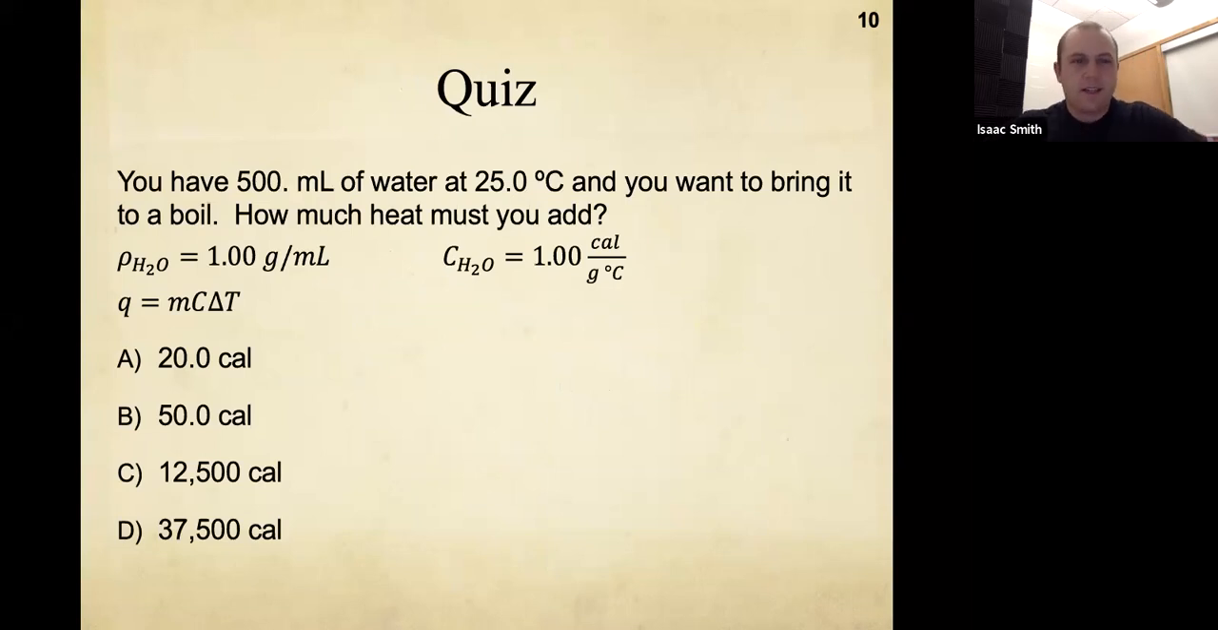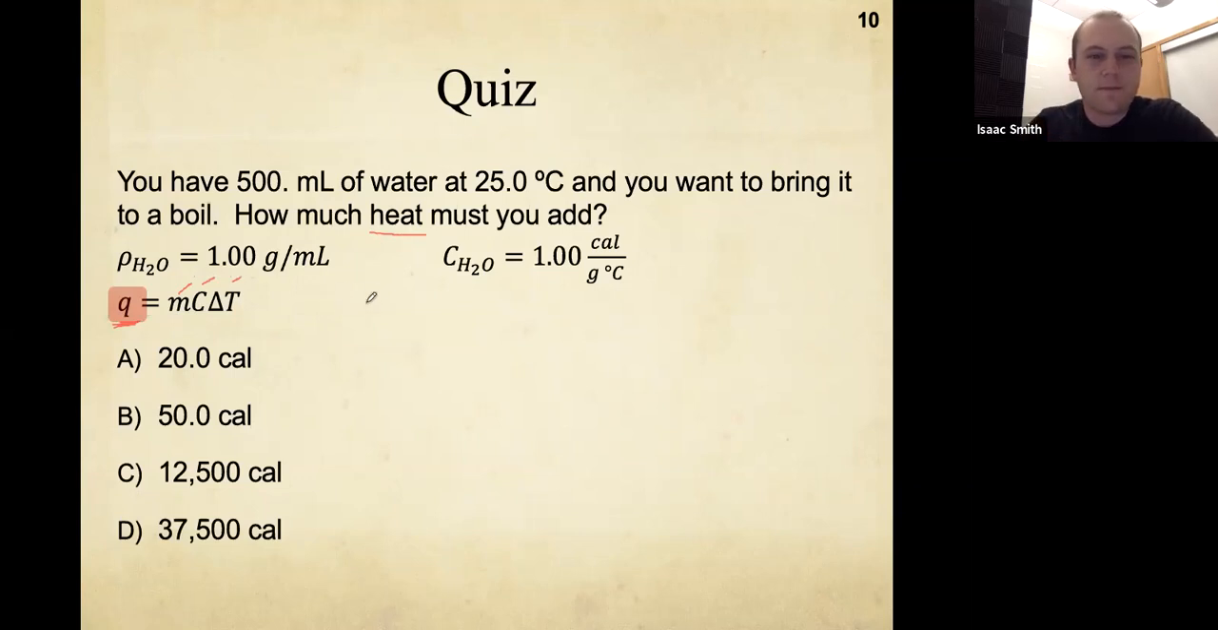All right. Let's answer it. The question says we have 500 milliliters of water at 25 degrees Celsius, and we want to bring it to a boil. How much heat do we need to add? The question says how much heat, right? Meaning we're going to be solving for Q, because Q equals heat. And so really we just need three things. We need the mass, we need the specific heat, and we need delta T, okay?